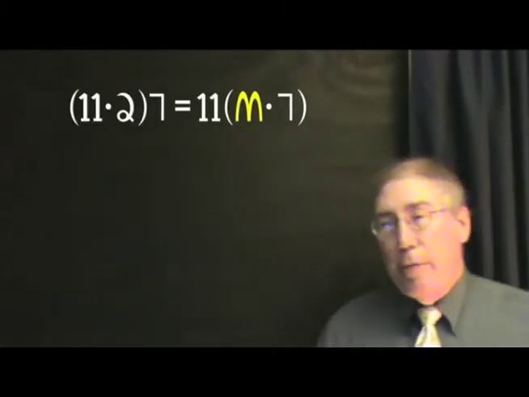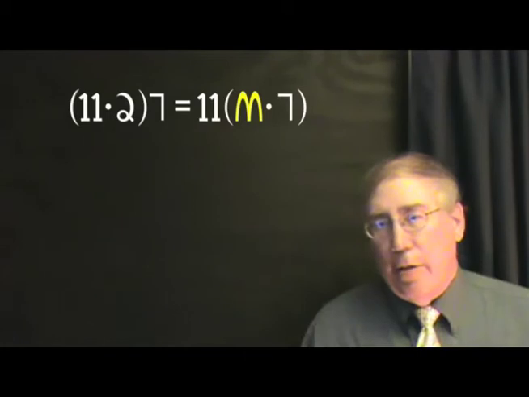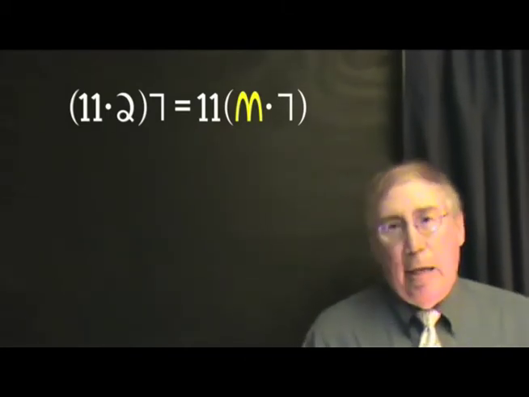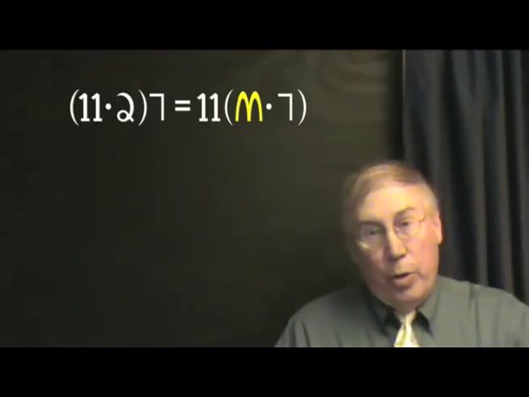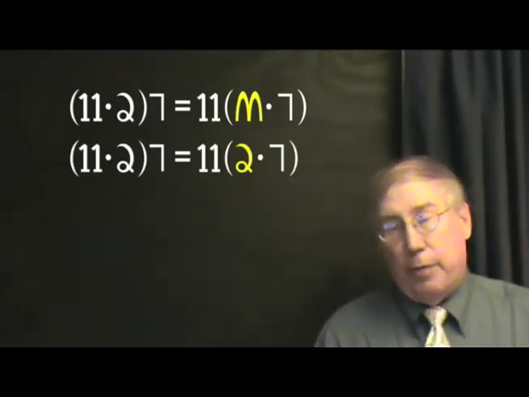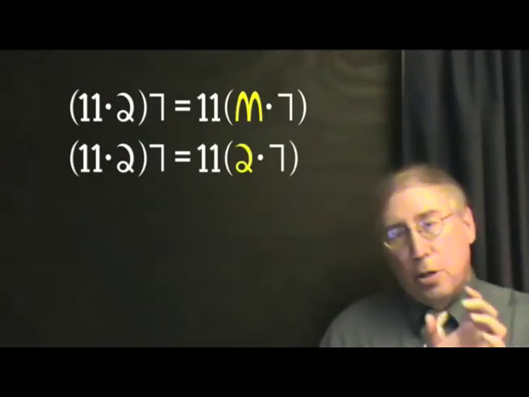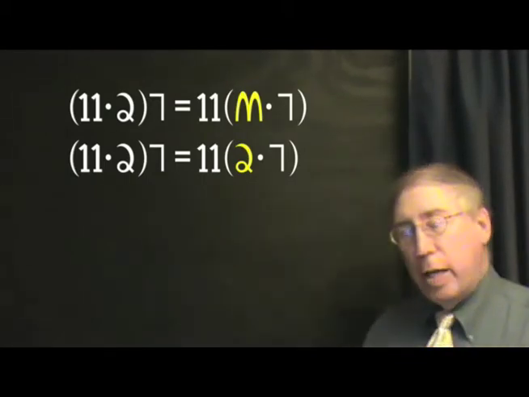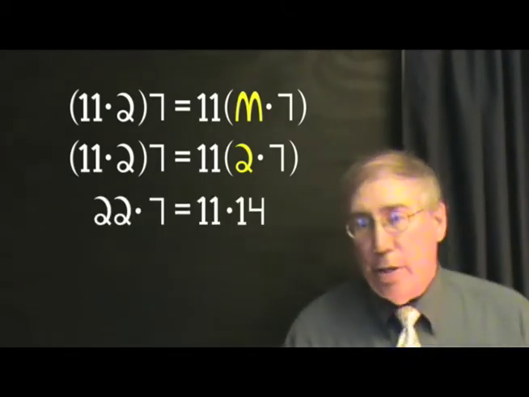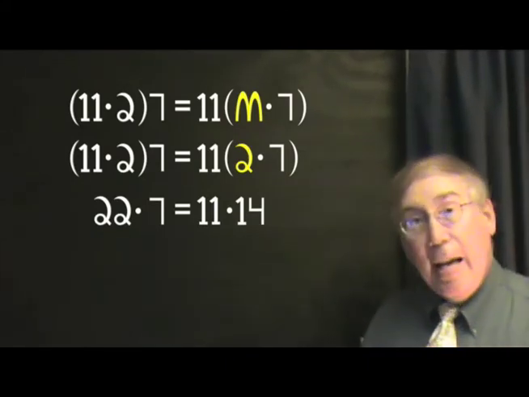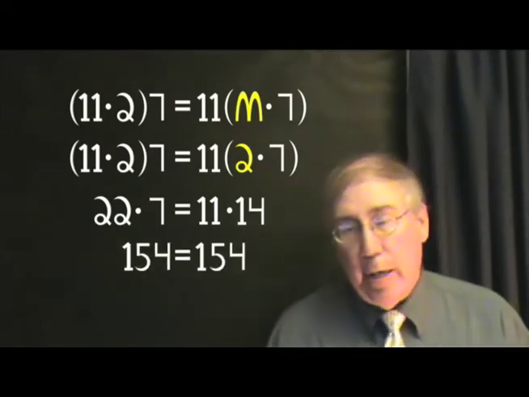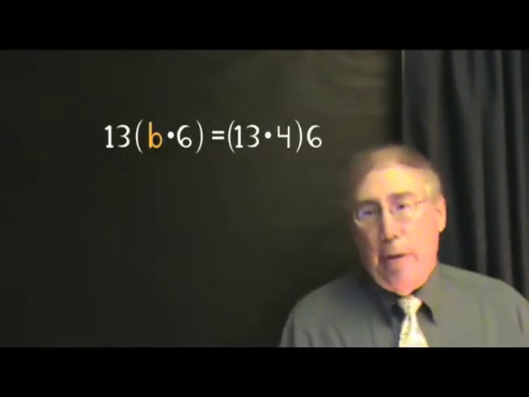Now, what can we put in for M so both sides are equal? That's going to be a 2. But when we work this out, we're going to group them differently on the left and the right hand side. So we're going to group 11 and 2 together on the left hand side and 2 and 7 on the right hand side. So we'll get 22 times 7 on the left hand side and 11 times 14 on the right hand side. Both sides 154.